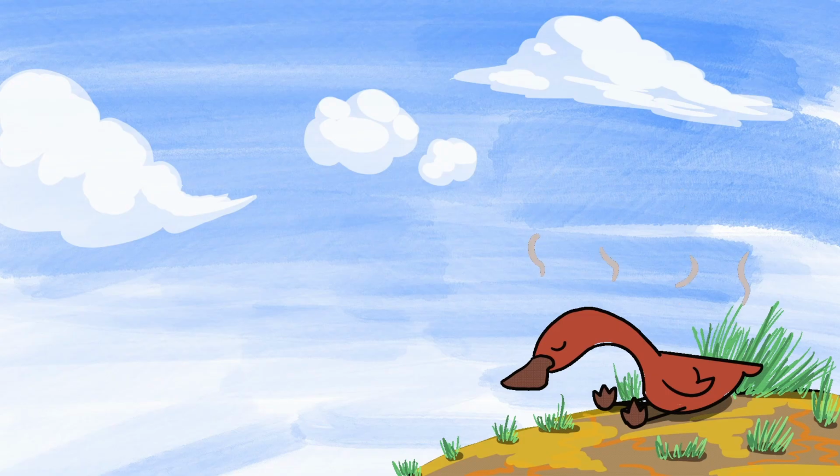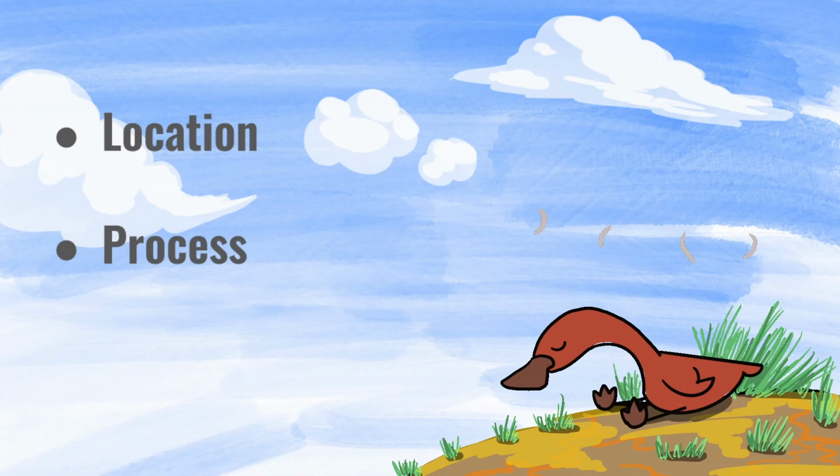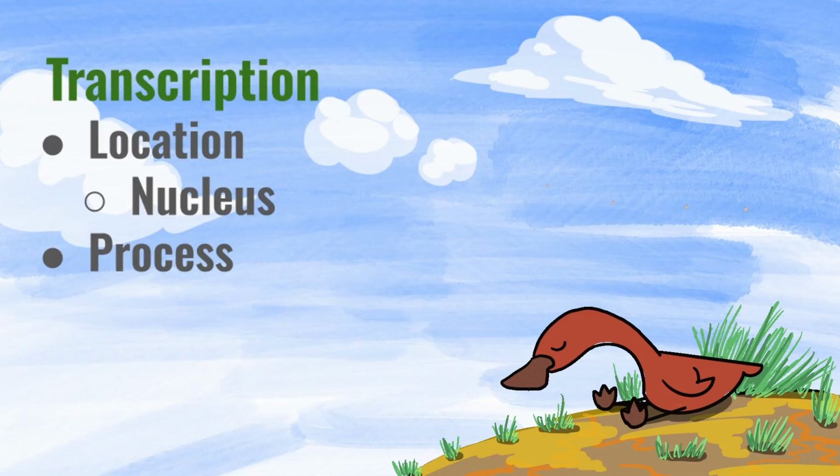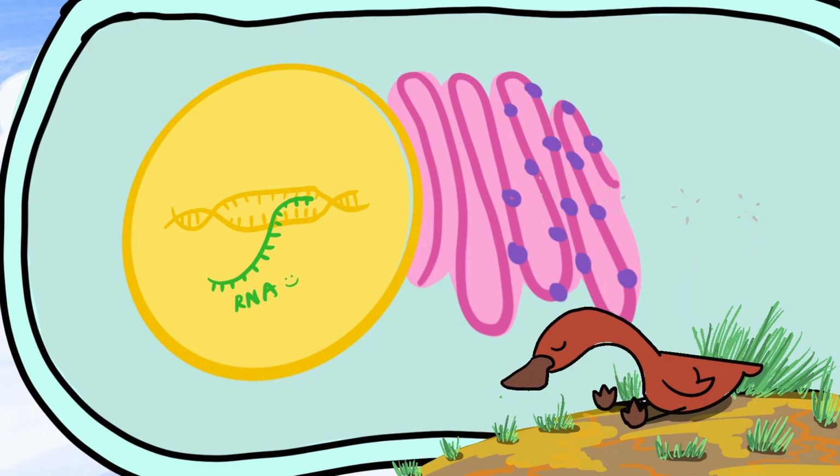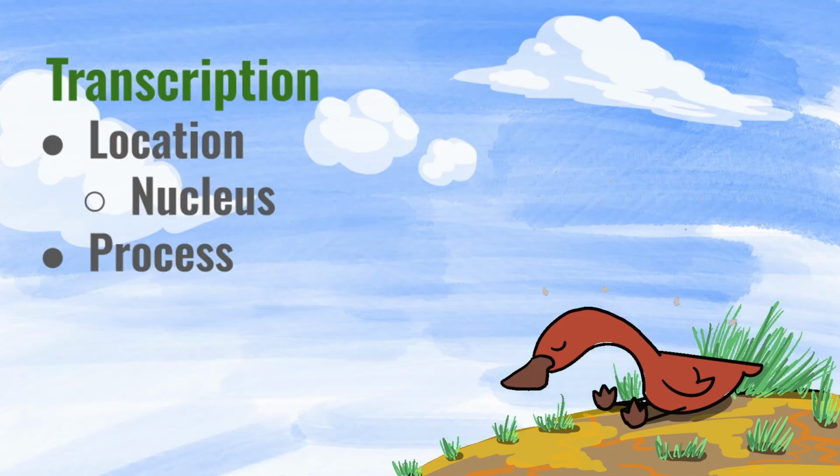Now, when you zoom in, there are 2 major things you have to memorize for each step. The first is location, and the second is the actual process. In transcription, the location is the nucleus. In more advanced classes, you might need to know specifically where in the nucleus, but for all intents and purposes at this level, you just have to remember that since DNA is closely guarded and can't really leave the secure zone, it needs to be in the nucleus.